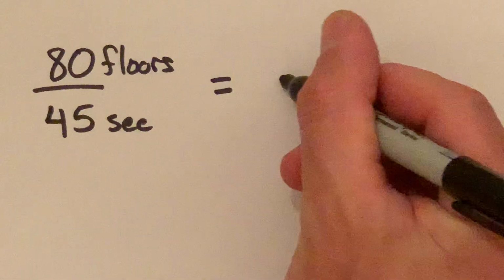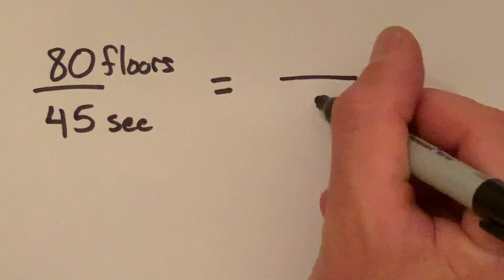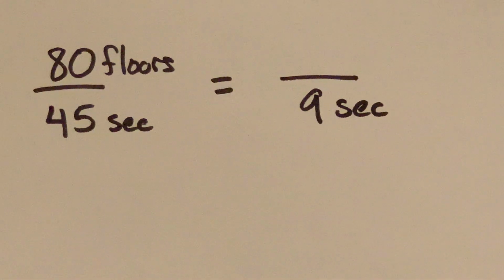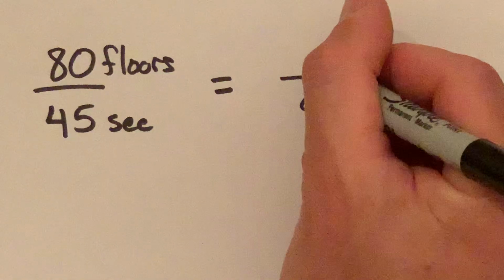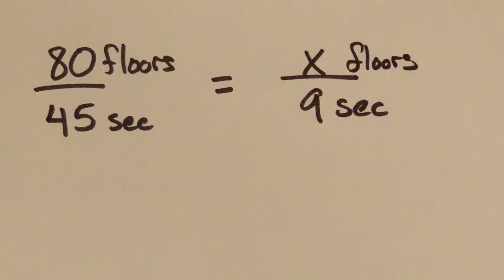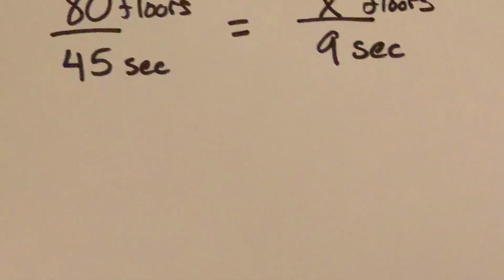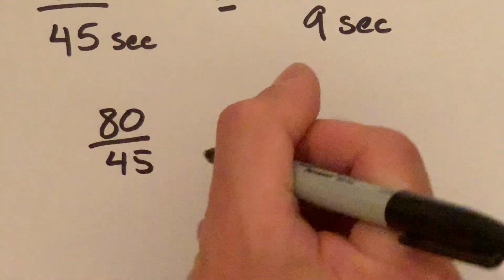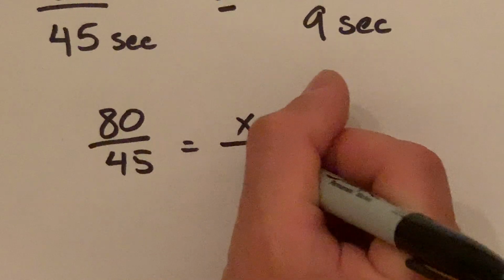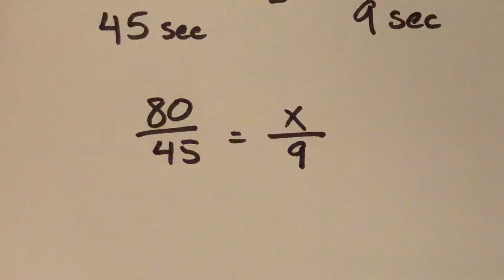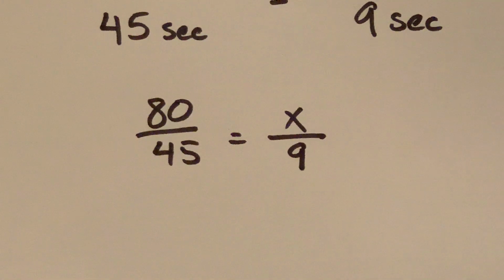Now, I don't know how many floors I'm going to go, but I want to know how many I can go in 9 seconds. And so we use a variable to represent the floors. Let's just call it X floors. So I can solve it in lots of different ways. Here's my original. I'm just going to rewrite it using numbers here. So 80 is to 45 as X is to 9. And I know that one of the most challenging things is remembering how to say it. So that's why I keep saying it that way.